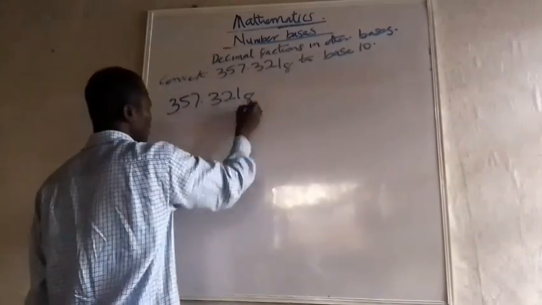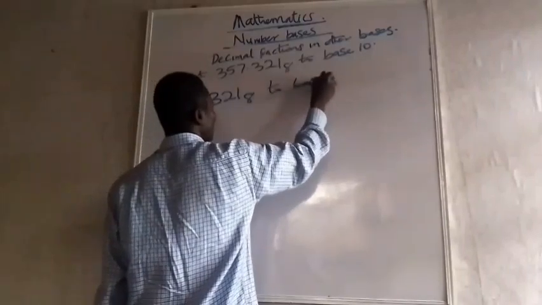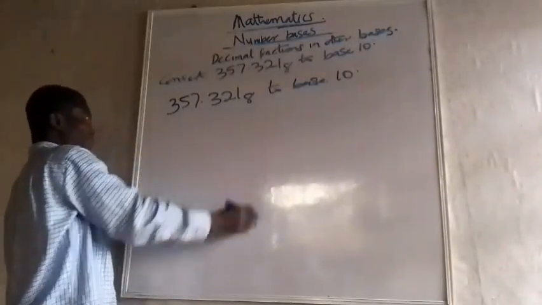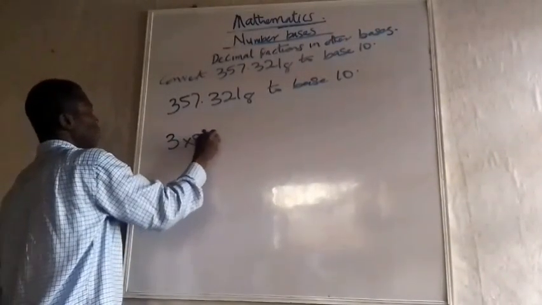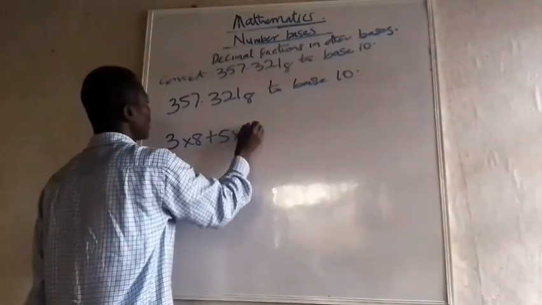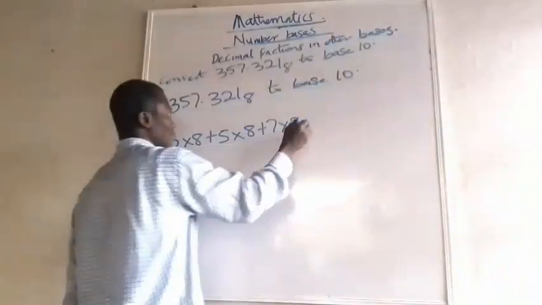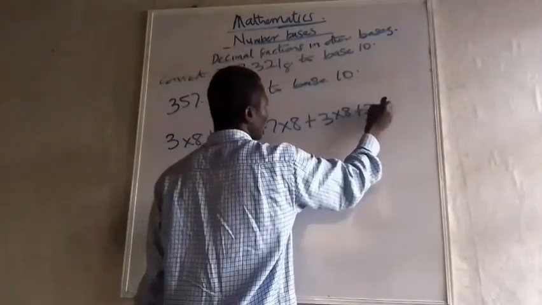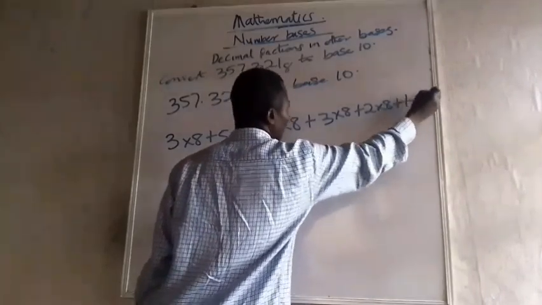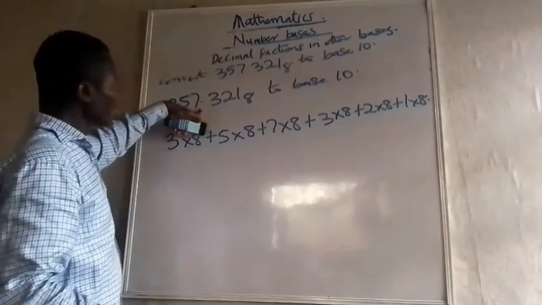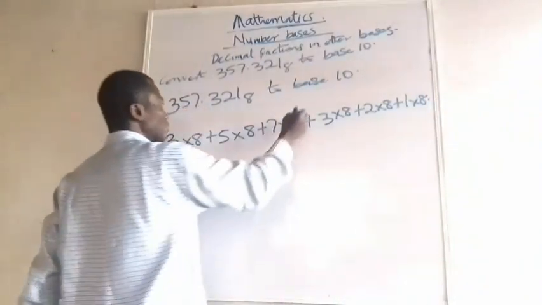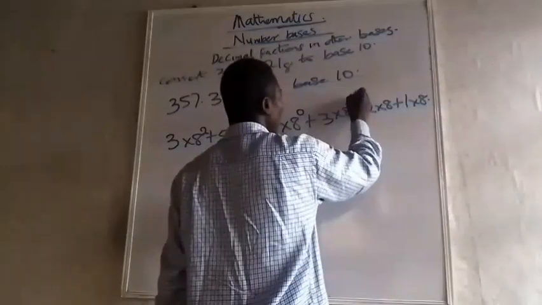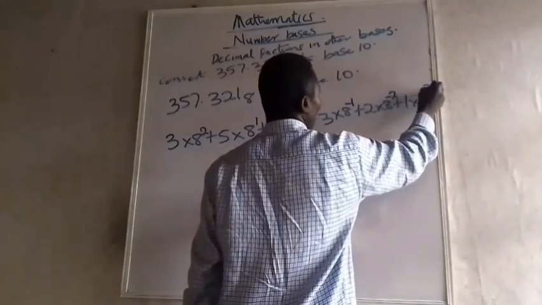357.321 base 8 to base 10. So we are going to multiply by different powers of 8. So we have 3 times 8 plus 5 times 8 plus 7 times 8 plus 3 times 8 plus 2 times 8 plus 1 times 8. Please take notes. The power ends here. The points start from here. So you are going to make it from 0, 1, 2. Here, you are going to make it minus 1, minus 2, minus 3.